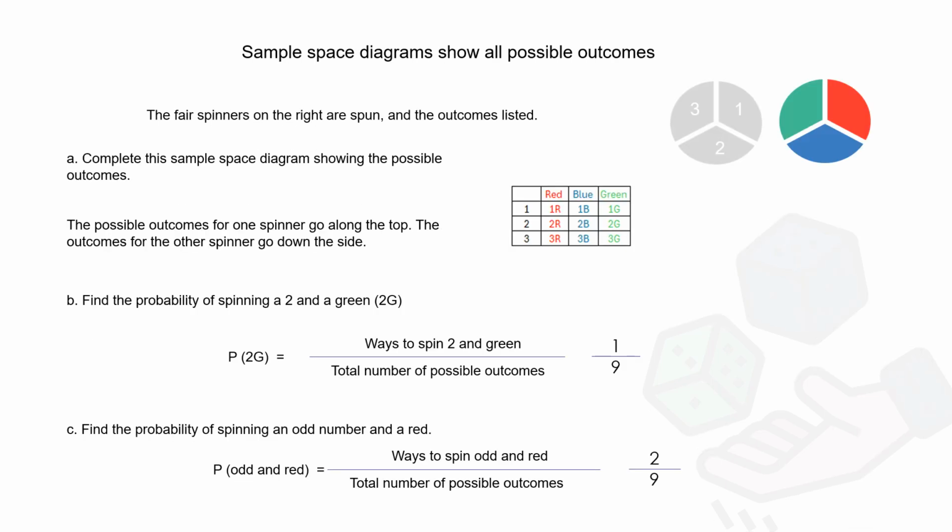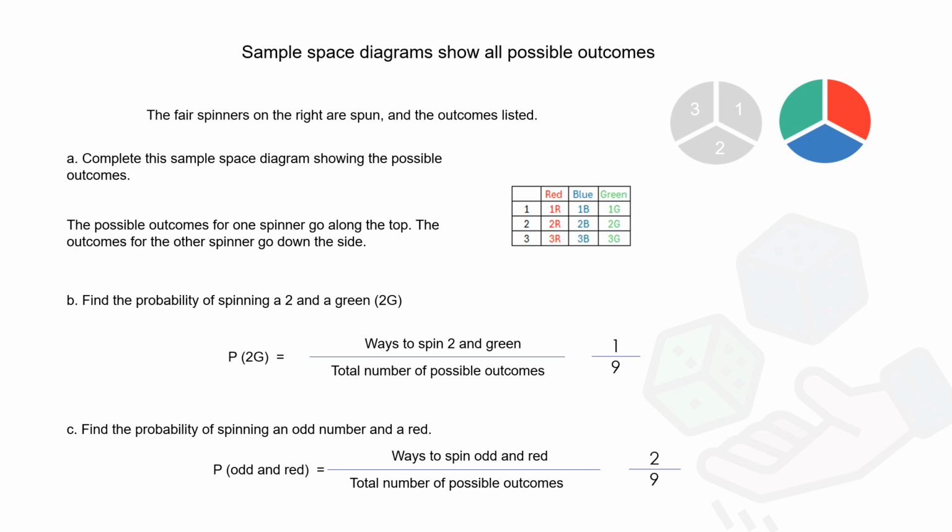When an experiment involves more than one event, you might need to draw a sample space diagram when there are two things happening, like two spinners being spun. You can use a table as a sample space diagram. Let's take a look at this example. The fair spinners on the right are spun, and the outcomes are listed.